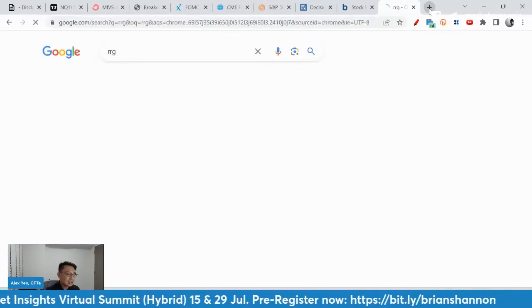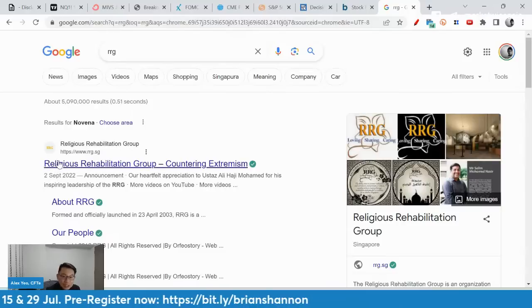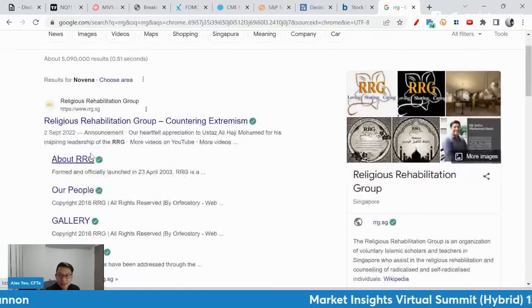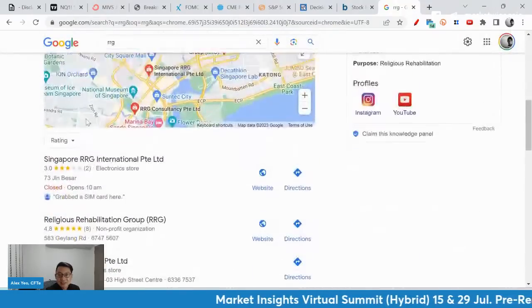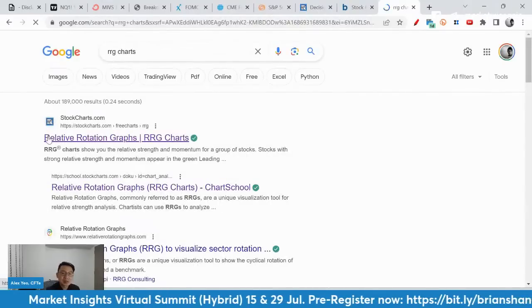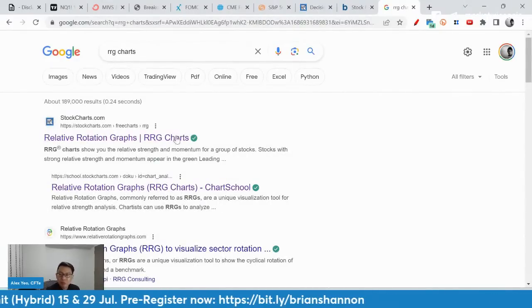RRG. This is actually not a religious rehabilitation group, and this is not a sponsored post. RRG charts. It is the relative rotation graph. Relative rotation graph, RRG charts.